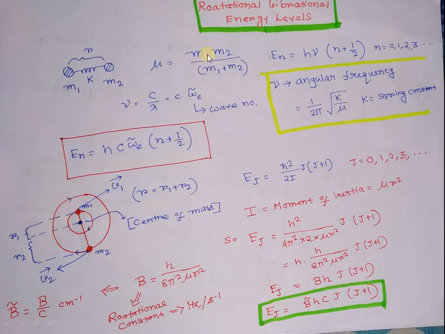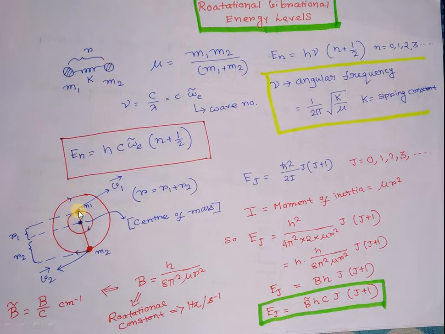The reduced mass of the system can be expressed by the following formula, and the frequency nu can also be expressed as nu equal to c by lambda, where lambda is the wavelength, and 1 by lambda is called the wave number, expressed by the symbol omega e. So nu is equal to c into omega e. If we replace this nu value with c omega e, the equation will look like this. This is the expression of the energy for these types of diatomic molecular systems.